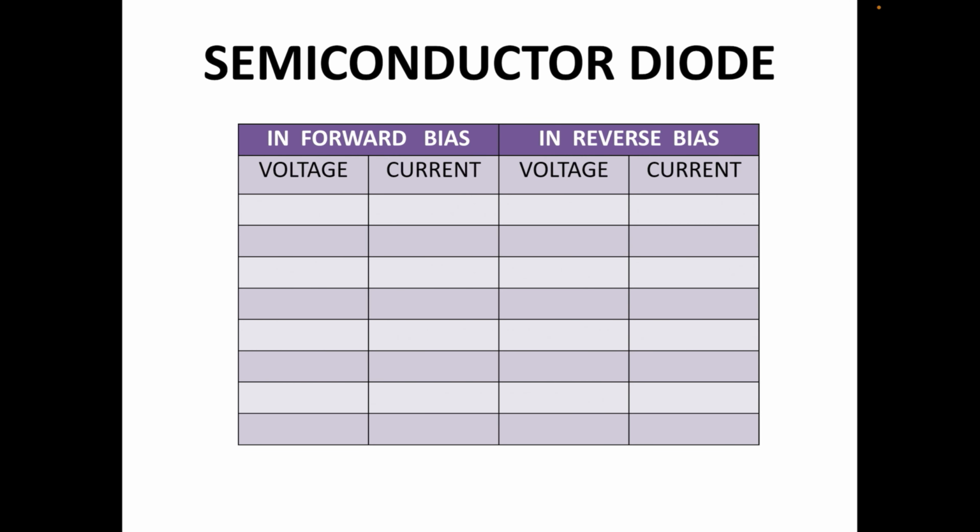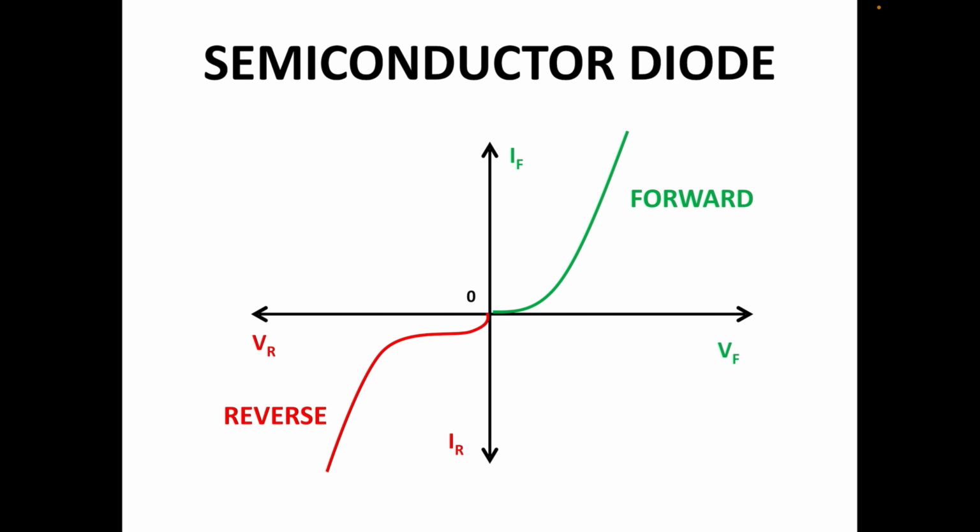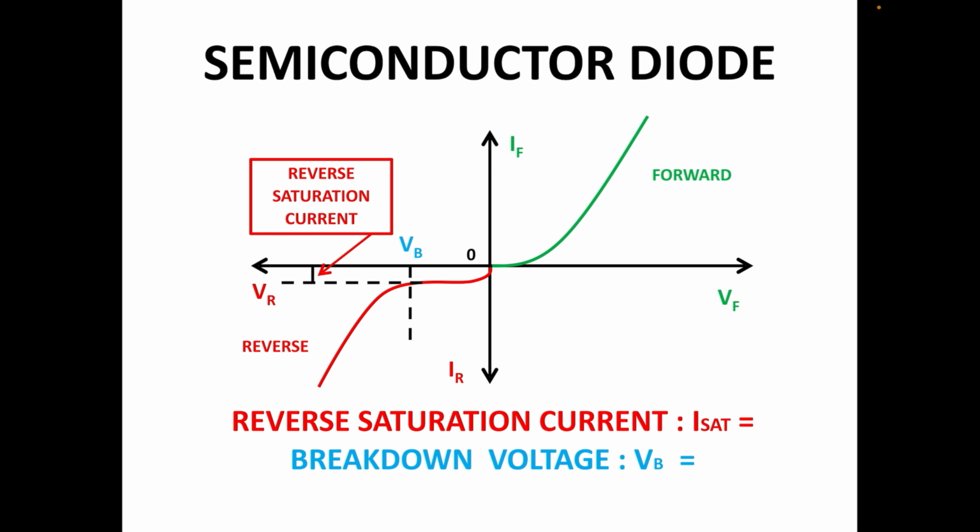Using the observed values of voltage and current for forward and reverse bias diode, plot characteristic curves of the diode. From the graph, note the values of reverse saturation current and breakdown voltage.